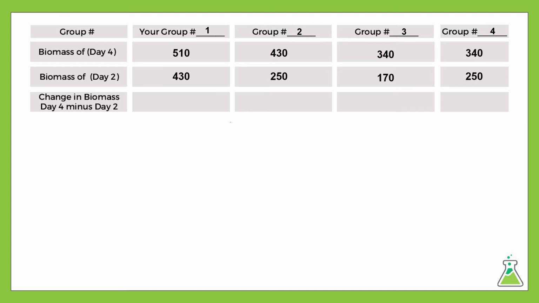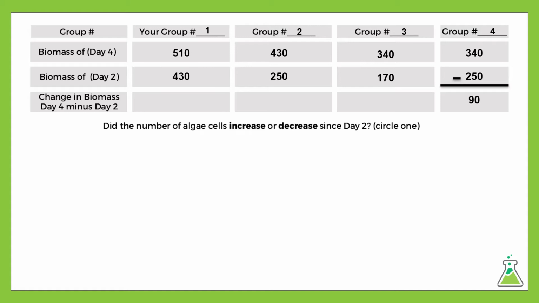So one thing we're going to do first is subtract the day 2 biomass from the day 4 biomass, and this is just going to let us see very quickly how the biomass is changing through time. For this Group 4, we're seeing that the biomass added 90 milligrams of algae across those 2 days.